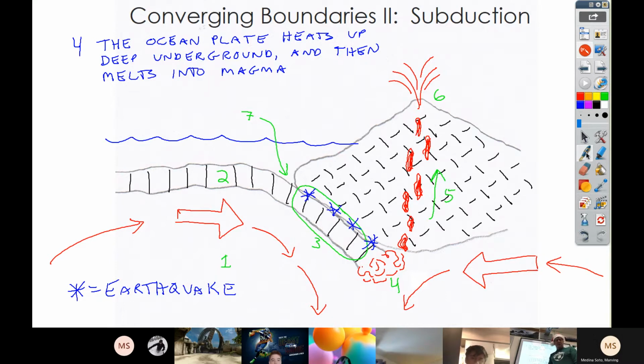Now that we have this molten magma, it has a low density, so it's going to start to force its way up through the rocks of the crust above it. And this will actually cause earthquakes too. Probably not as big as the earthquakes caused by the two plates grinding past each other, but this does create more earthquakes.